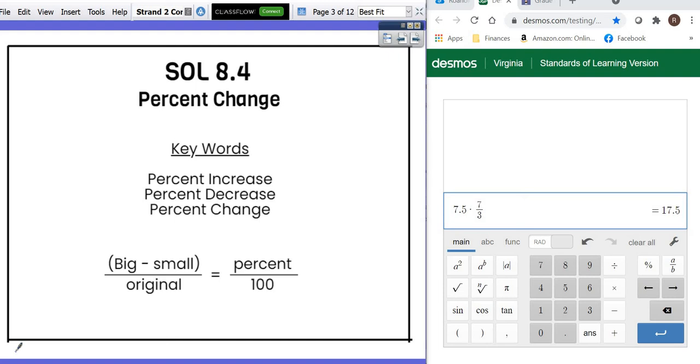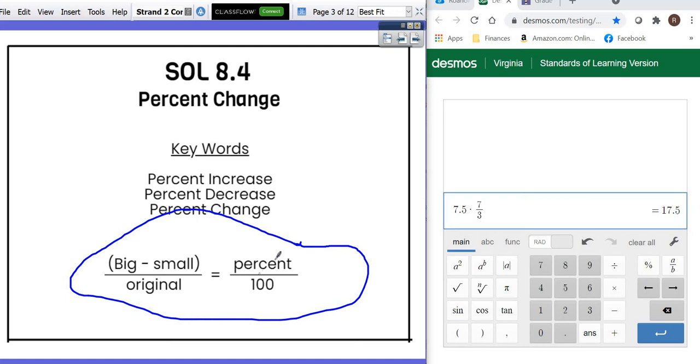Okay, the next thing we're going to talk about is percent change. So if you are reading a problem and you see or hear percent increase, percent decrease, or percent change, we are going to use this setup right down here to solve for this missing percent that we're going to call x. So let's try a problem.